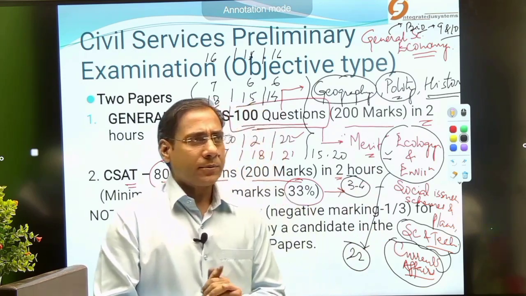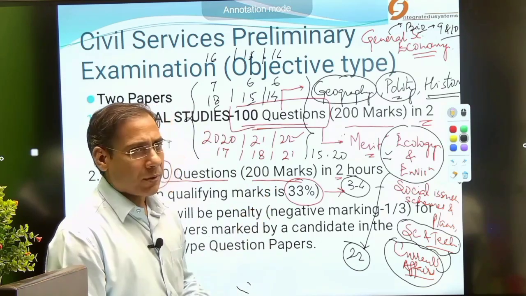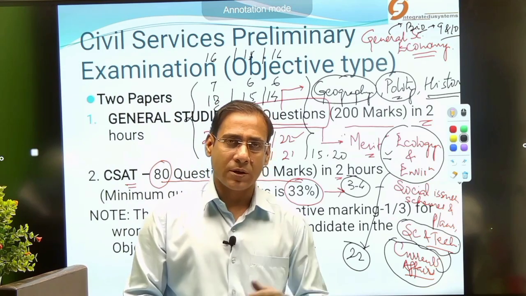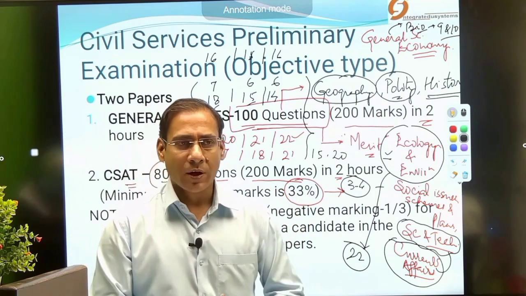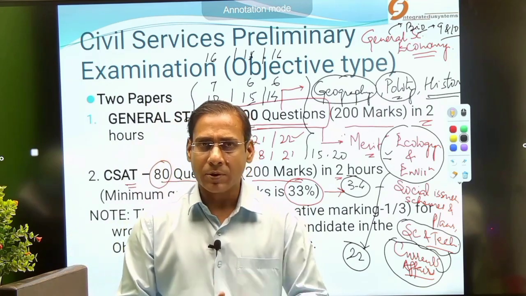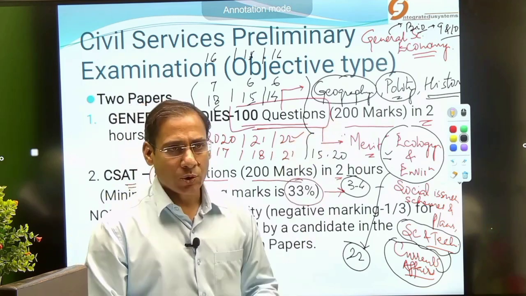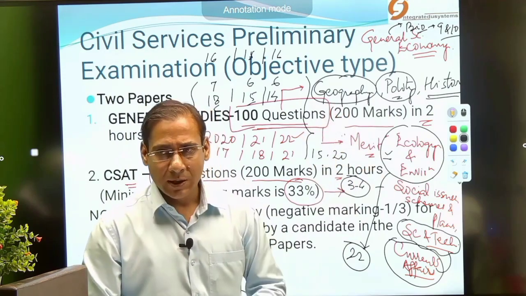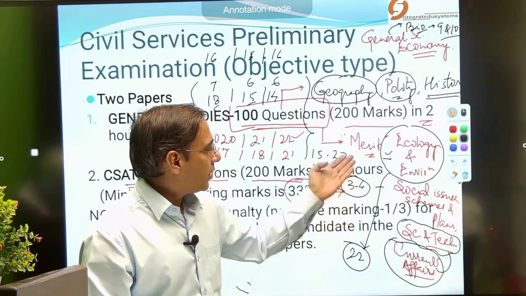Now when you look at the second paper, which is popularly known as CSAT, Civil Services Aptitude Test, there are 80 items of 200 marks and 33% is required to qualify this paper. Then your paper will be checked, and there is a chance that you come into the merit list and get the opportunity to write the mains.